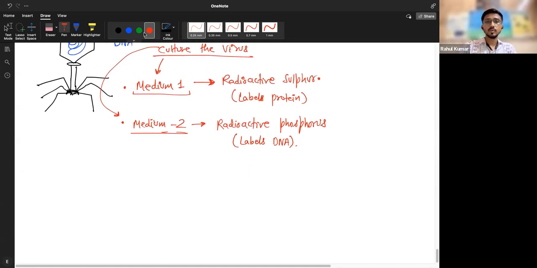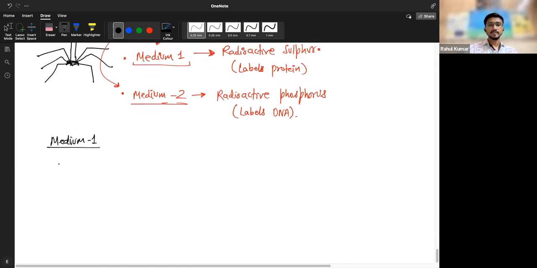So now there will be 2 batches, and let me make the 2 batches like this. In the first case, which is medium 1, the labeling I'm doing is in red. You will see that the whole virus is actually labeled. The protein coat is actually labeled. Is it clear? But the DNA inside is unlabeled, right?